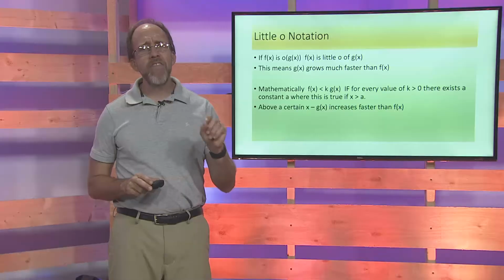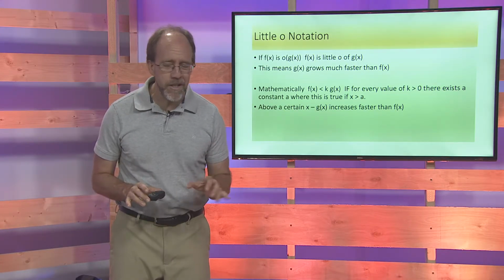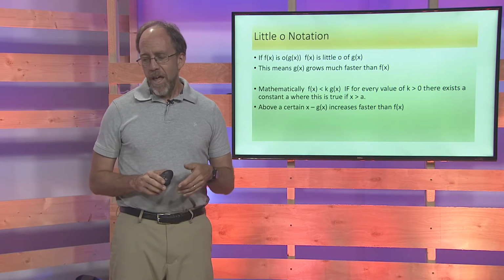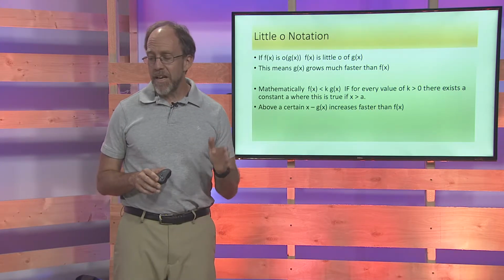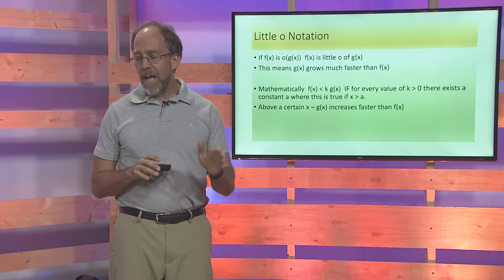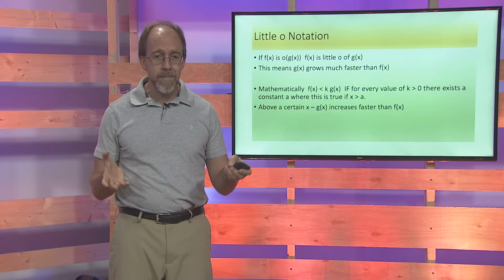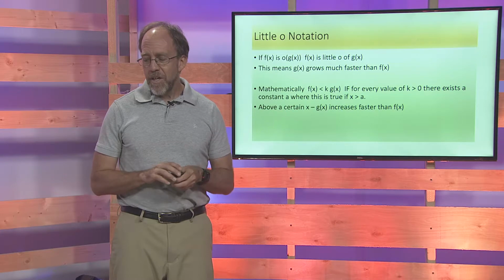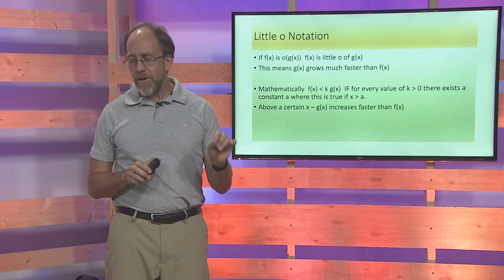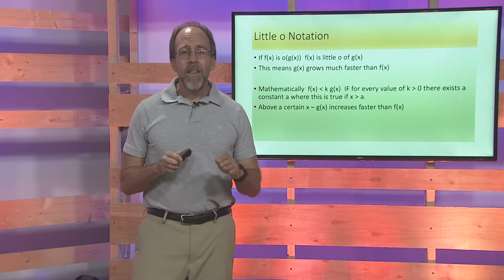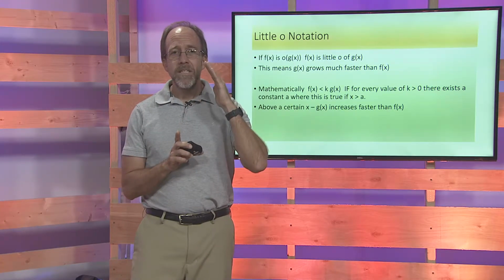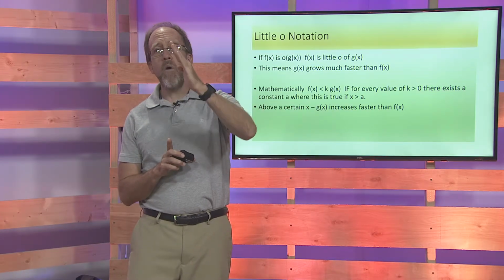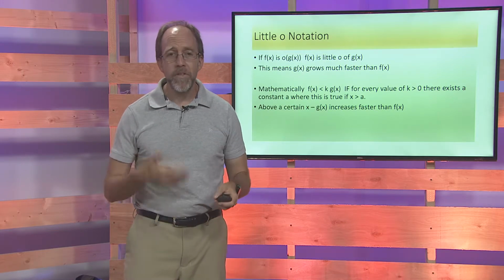Now, if you're looking at the mathematics of this, and this is kind of an interesting way to look at it, I say that f of x is less than k times g of x. And what I'm saying when I say that is that for every value of k greater than 0, so notice k has to be a number that's bigger because we're both going bigger, there is a constant, a, where this is true whenever x is greater than a. So in other words, I'm saying at some point above a certain value, the little o is always bigger than the value of the number of operations.